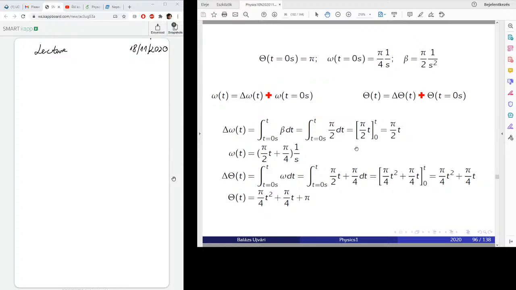sorry, plus pi over 4 t squared. Yes, and you're right, I missed it because the initial velocity was pi over 4 and we have pi over 4 here.